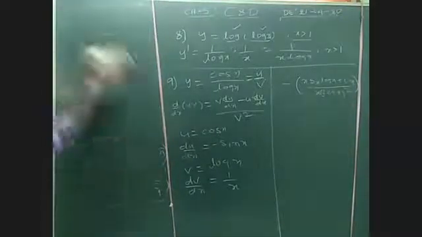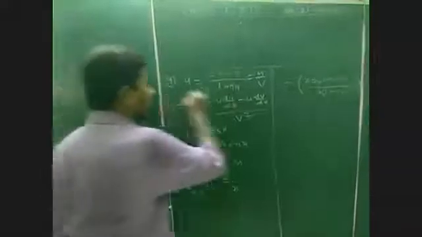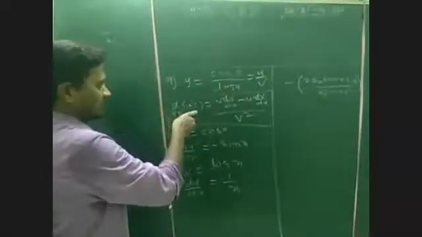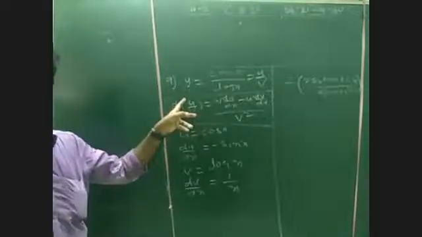Comparing with u by v, you will get u and v. Then after that, just write the formula. Remember, this is the derivative of a quotient function, u by v.